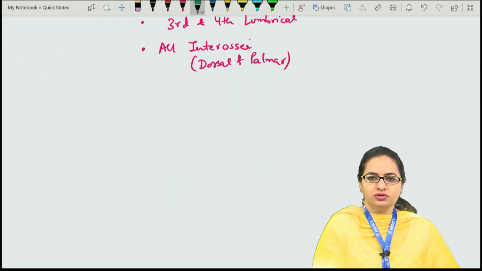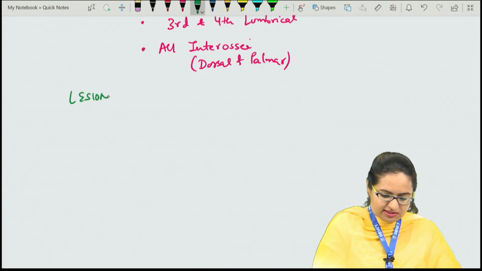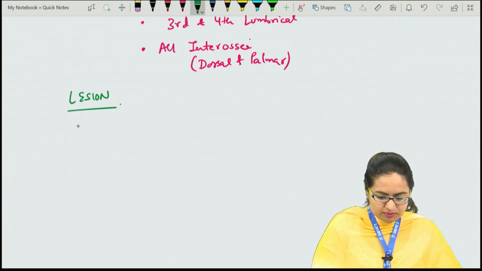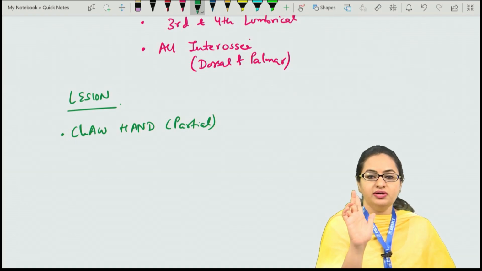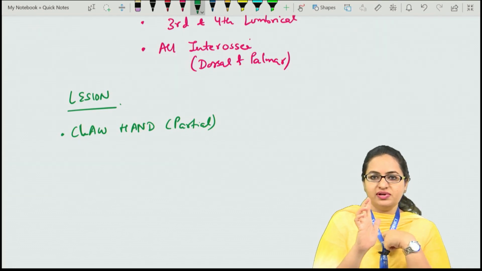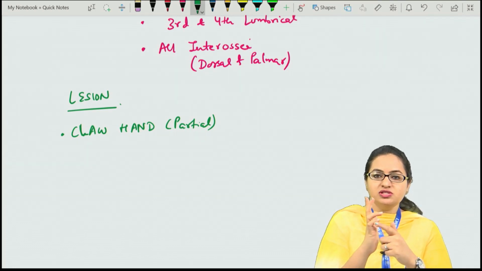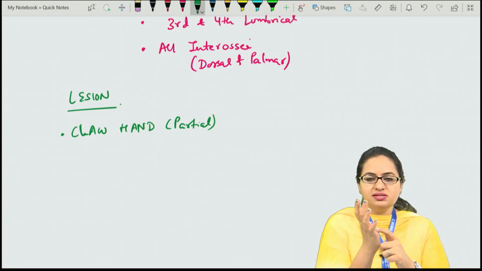Now when we talk about the lesion of this ulnar nerve, if there is a lesion of the ulnar nerve, then it leads to claw hand, and that is a partial claw hand. Now what happens in this situation, the partial claw hand, the hand is in such kind of situation. The medial two fingers are flexed like this, and this happens because there is paralysis of the medial half, or we say the medial two tendons, of the flexor digitorum profundus, as well as loss of the lumbricals and interossei.